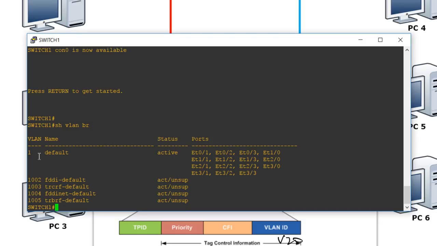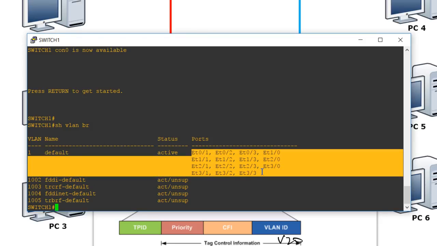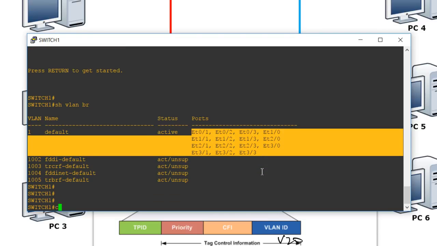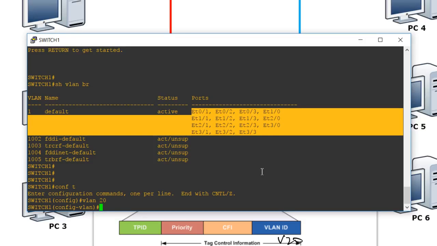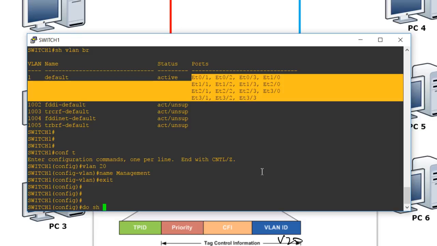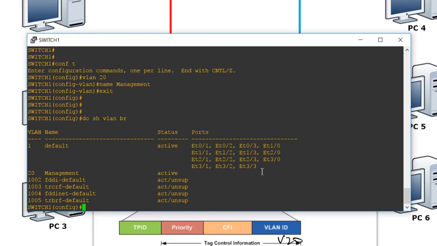But the default one, VLAN 1, is the default VLAN, and this name default cannot be changed because that's the default VLAN. By default, all the ports are connected to this VLAN. That means you can have intercommunication between all the switches by default. If you want to put a port into another VLAN, what do you do? Go into configuration terminal, that's the global config mode, and here you need to create a VLAN. You can create a VLAN by saying VLAN 20 and hitting enter. It creates a VLAN, and you can give a name. So we say name management, right? Hit exit, do show VLAN brief, and you can see that there is a new VLAN called management, VLAN 20.